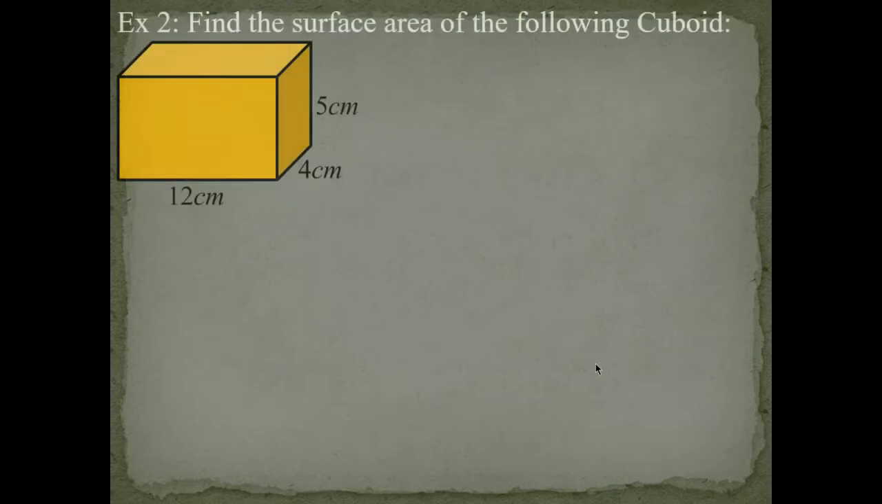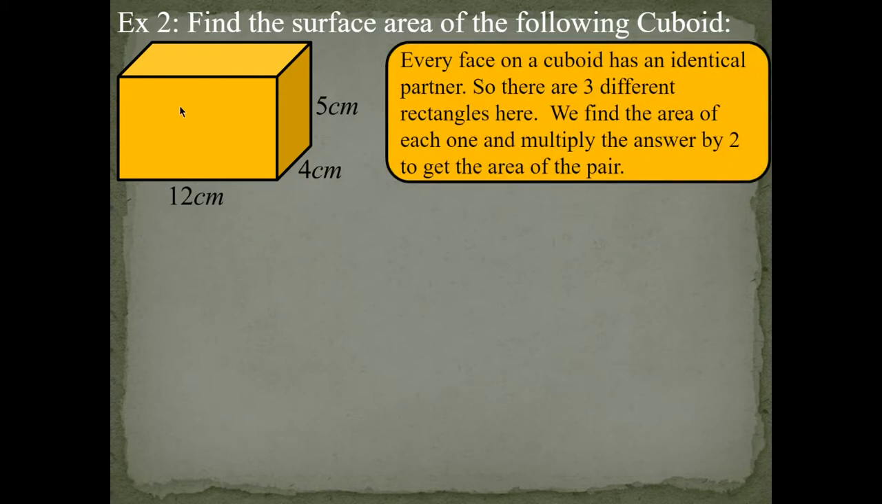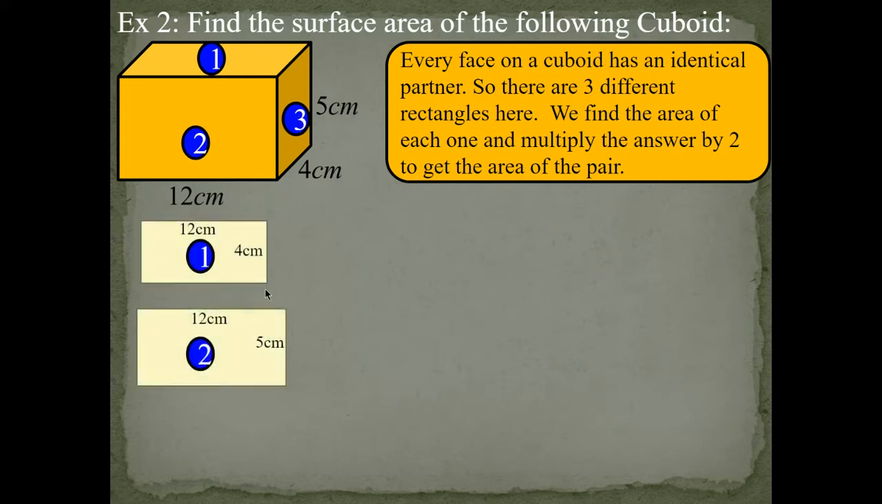Another example is this cuboid. So for the cuboid, we have this face is the same as the one on the back. This one up here is the same as the one on the bottom. As I said, that one is the same as the one round the back here. And the two sides are another pair. So we're only going to have to work with 3 rectangles and then just double the answer for each of these areas.